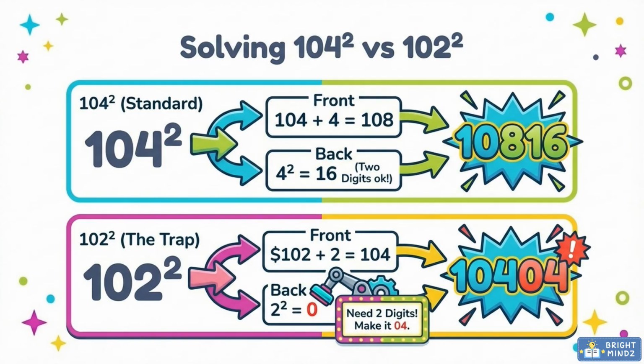When we square numbers near 100 using this pattern, there are two parts, the front and the back. Front means take the number, add the extra, then multiply by 100. Back means square the extra. For 104 squared, the extra is 4, so the back is 16. Two digits already, so we're done. For 102 squared, the extra is 2, so the back is 4, and we must write it as 04.